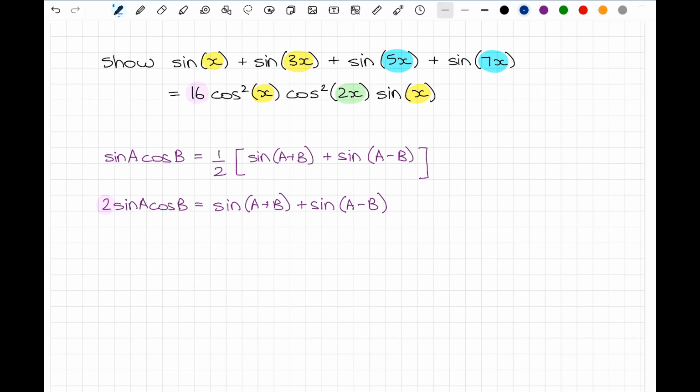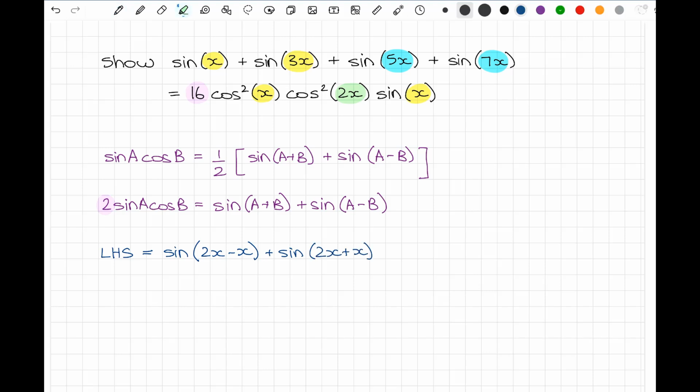So I'm going to start by saying, let's say the left-hand side is equal to, and instead of sine of x, I'm going to write that as sine of 2x minus x. And instead of sine of 3x, I'm going to write that as sine of 2x plus x.